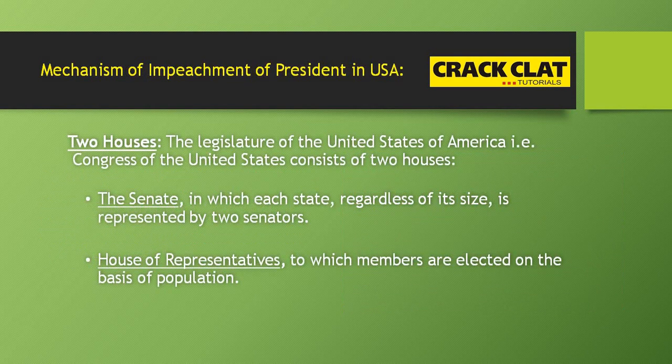Mechanism of impeachment of President in USA. The legislature of the United States of America, i.e. Congress of the United States, consists of 2 houses. The Senate, in which each state, regardless of its size, is represented by 2 senators. House of Representatives, to which members are elected on the basis of population.